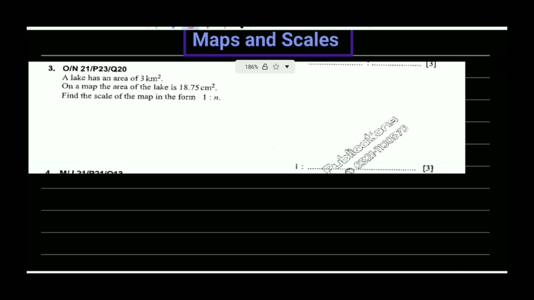This is also a very easy and short topic of IGCSE and O level syllabus. So in this video I will solve some past paper questions of maps and scales. So let's start from this question.